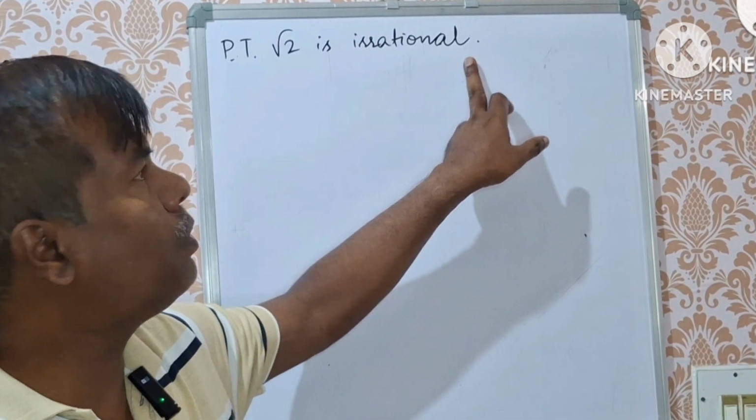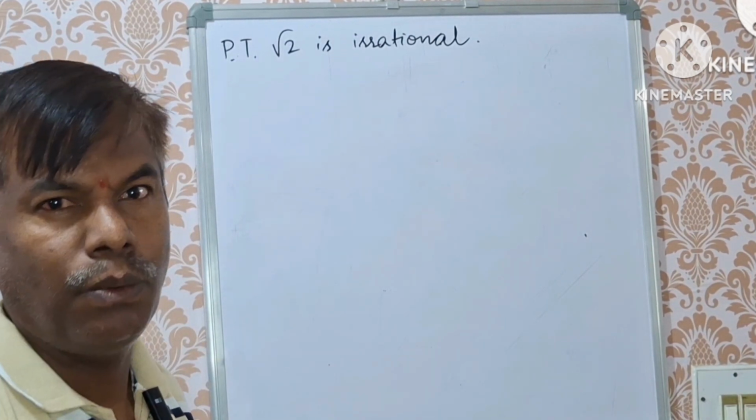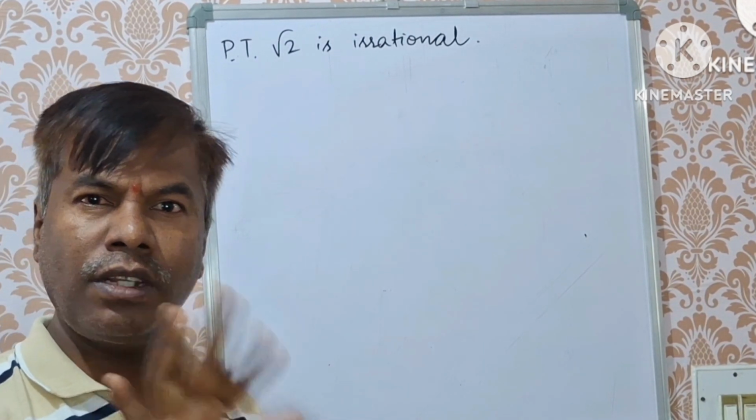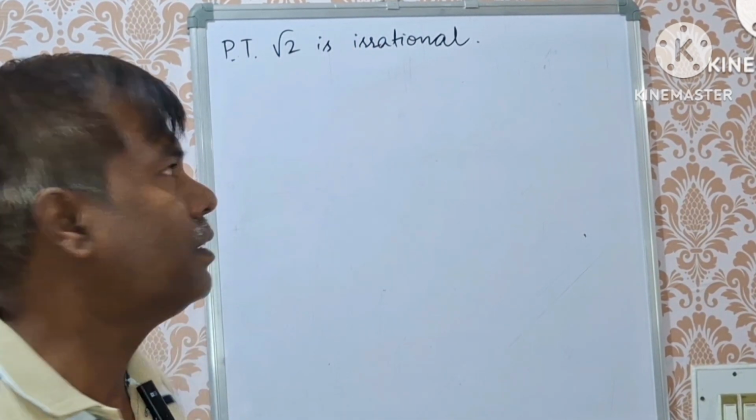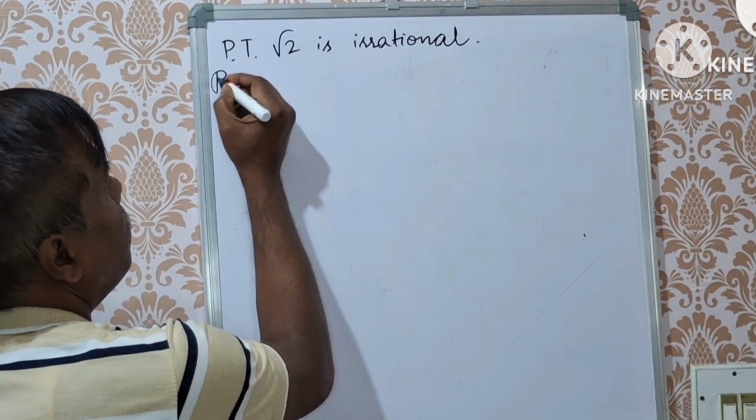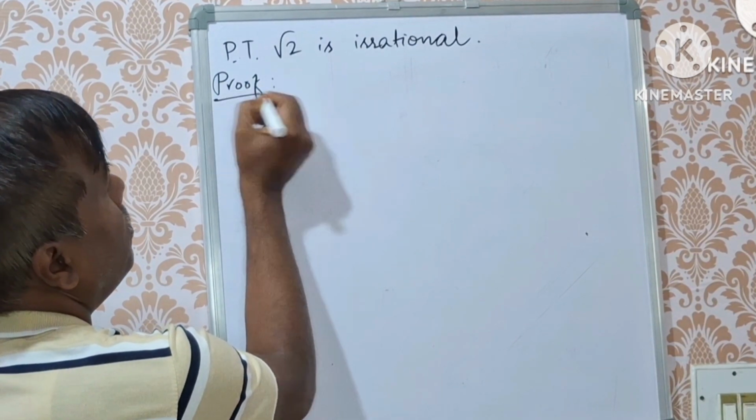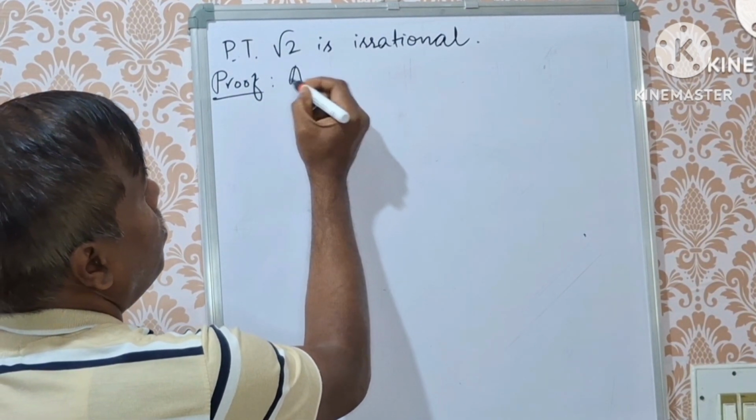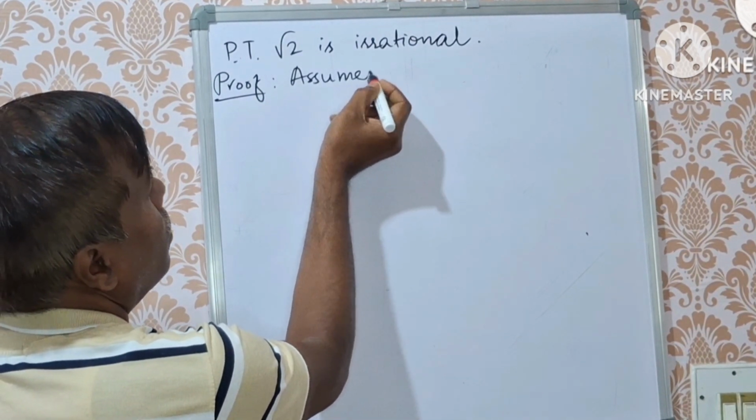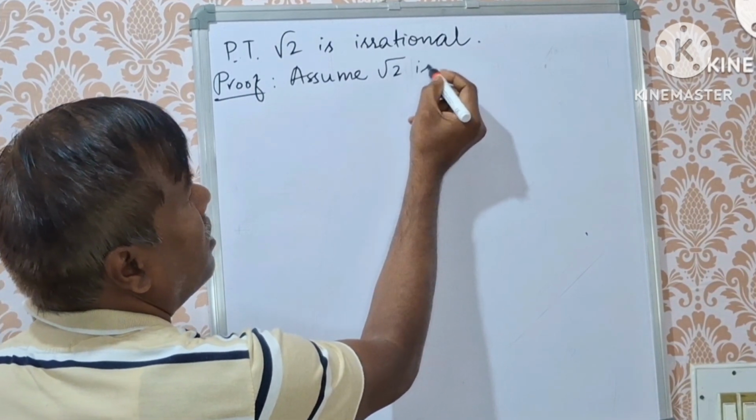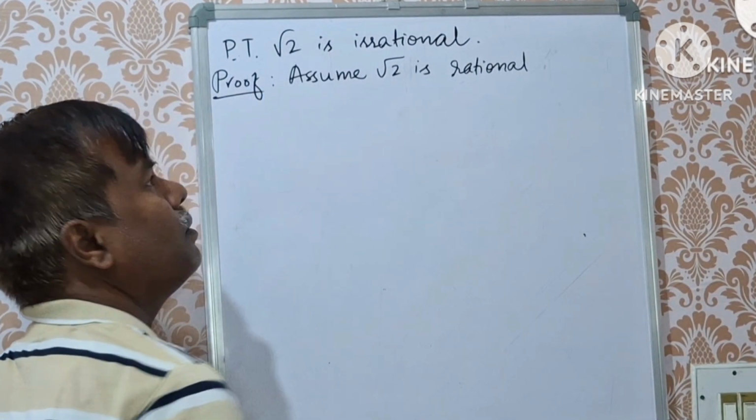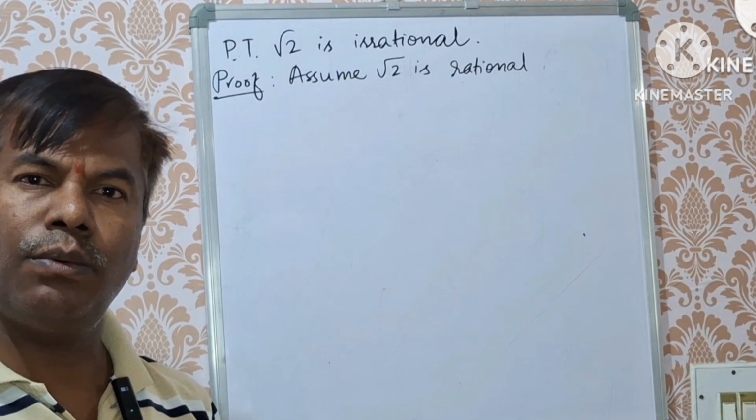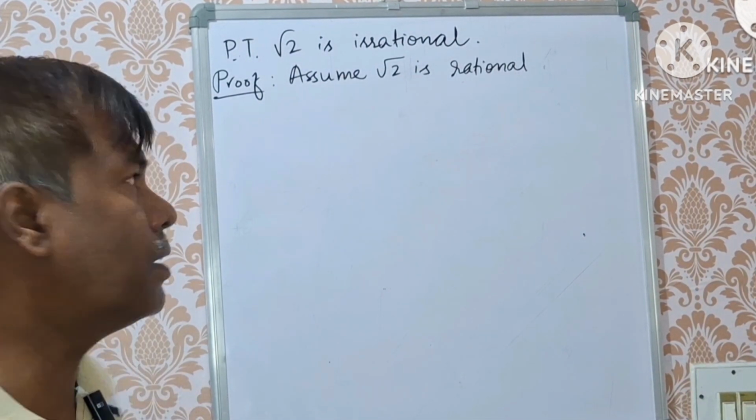Suppose we prove that root 2 is irrational by the contradiction method. What is the contradiction method? First, we assume the wrong thing. It is irrational, so we assume it is rational. Proof: assume that root 2 is rational. And finally we come to say that our conclusion is wrong, so it is irrational.